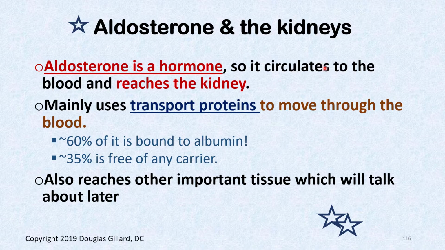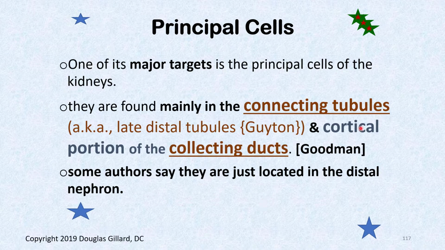So aldosterone is a hormone that circulates, reaches the kidney. It doesn't circulate naked. About 60% of the time, it's actually carried by albumin. 35% is free, just kind of free in there. Then there are other carriers it can ride on. It also reaches other important tissue, as we said, the intestine and colon. We'll talk about that. Sweat glands, salivary glands. We'll talk a tiny bit about that one.